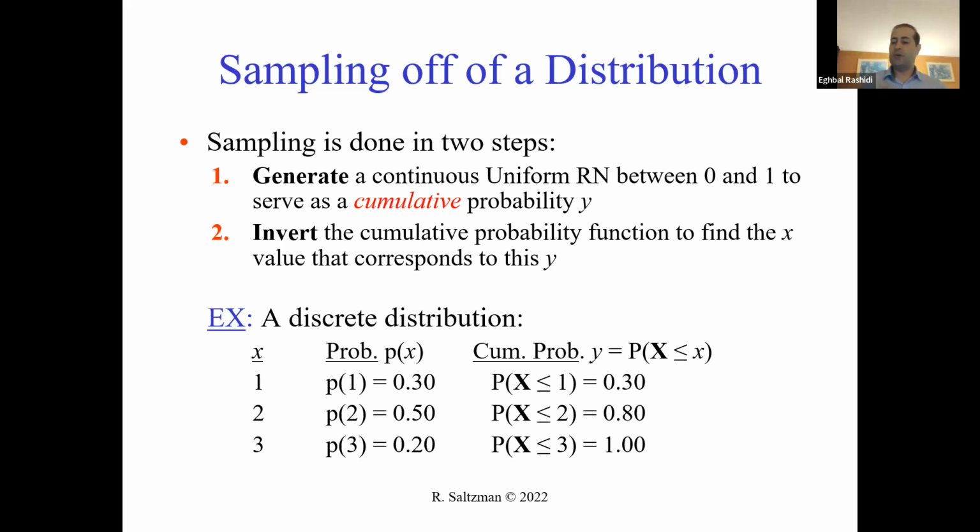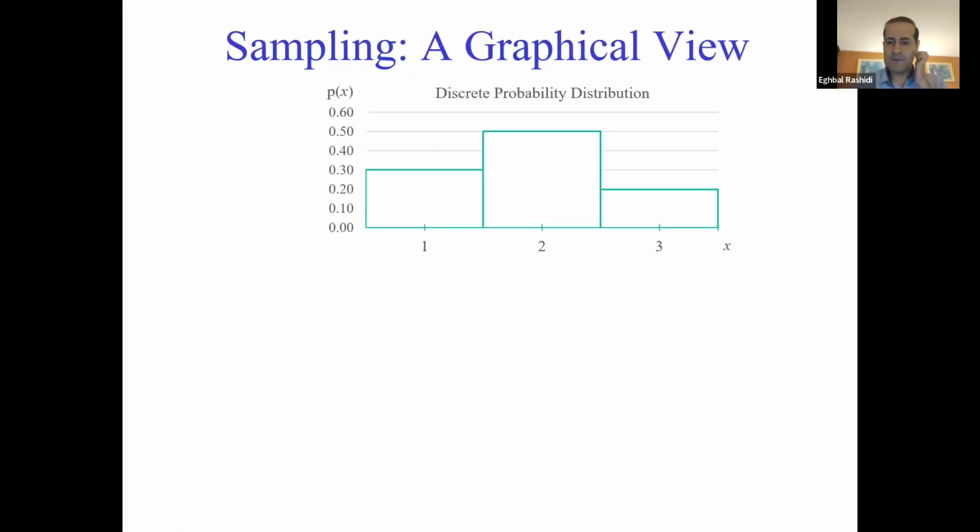So if it's, for example, 50% or 60%, it says that 60% is less than 80% and greater than 30%, then it's going to generate 2. If it's 81%, then 81% is greater than 80% and less than 1, so it's going to give us a 3. So this is how it would look. The discrete probability distribution.